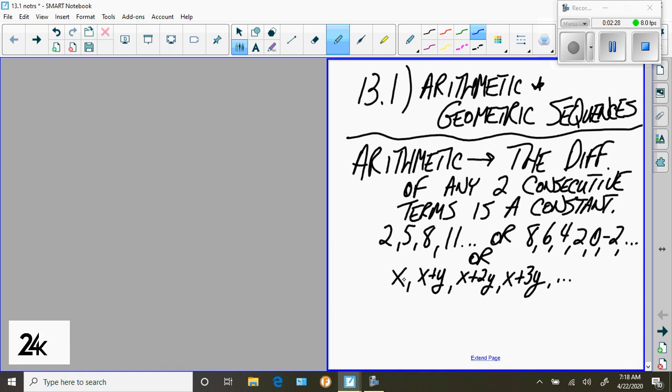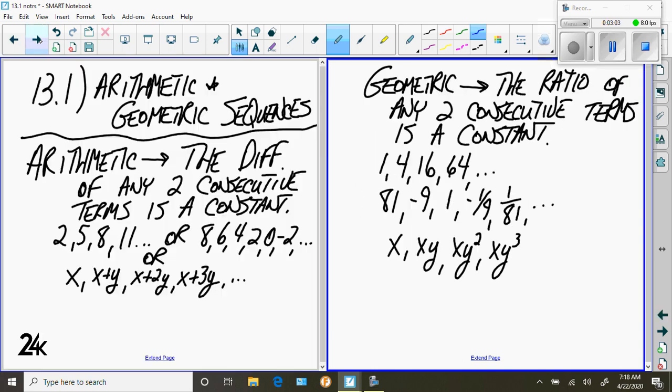This one's a little harder to get. x, x plus y, x plus 2y, x plus 3y. But if you look at it just for a second, I'm adding y, then I'm adding another y, then I'm adding another y. And that is arithmetic sequences. So these patterns are pretty easy to see with your eye, because you're used to seeing those patterns. I'm adding 3, I'm adding 3. I'm subtracting 2, I'm subtracting 2. It's the same number each time in between the numbers. As opposed to geometric sequences.